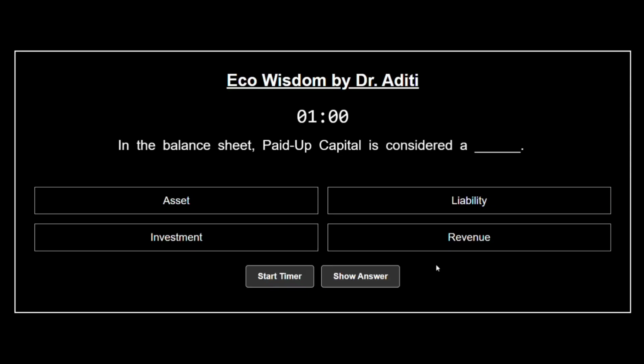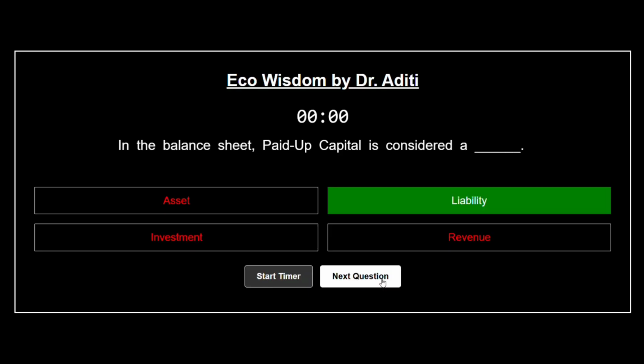Next question. In the balance sheet, paid up capital is considered as what? Asset, liability, investment, and revenue. If you are good at economics as well as accounts, then this is like a cakewalk kind of a question for you. Less than half a second is required. Okay, now time is almost up. The correct answer is liability. Let's move on to the next question.